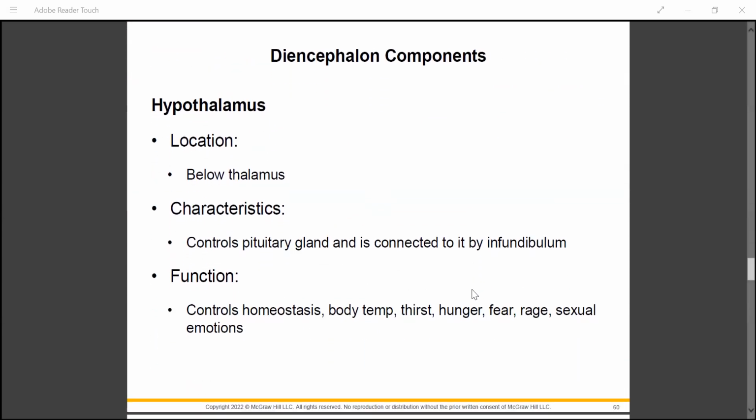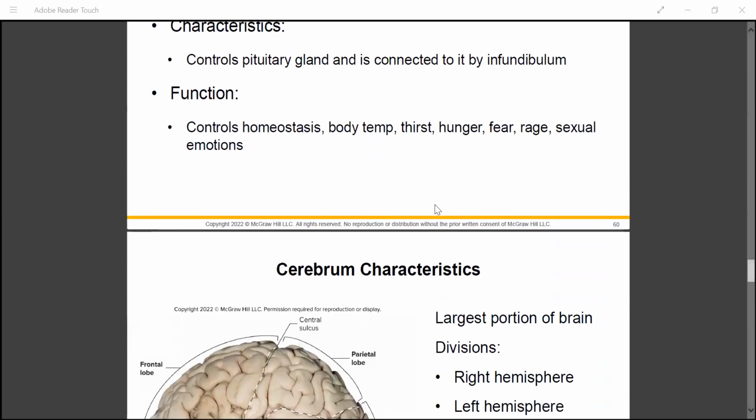The hypothalamus, we're going to talk about a lot in chapter 10, has a big role in our endocrine system because it controls our pituitary gland. So it's going to have a large role in helping us maintain homeostasis. And it also is another structure that is going to influence our emotions, and even emotions related to sexual attraction and desire.